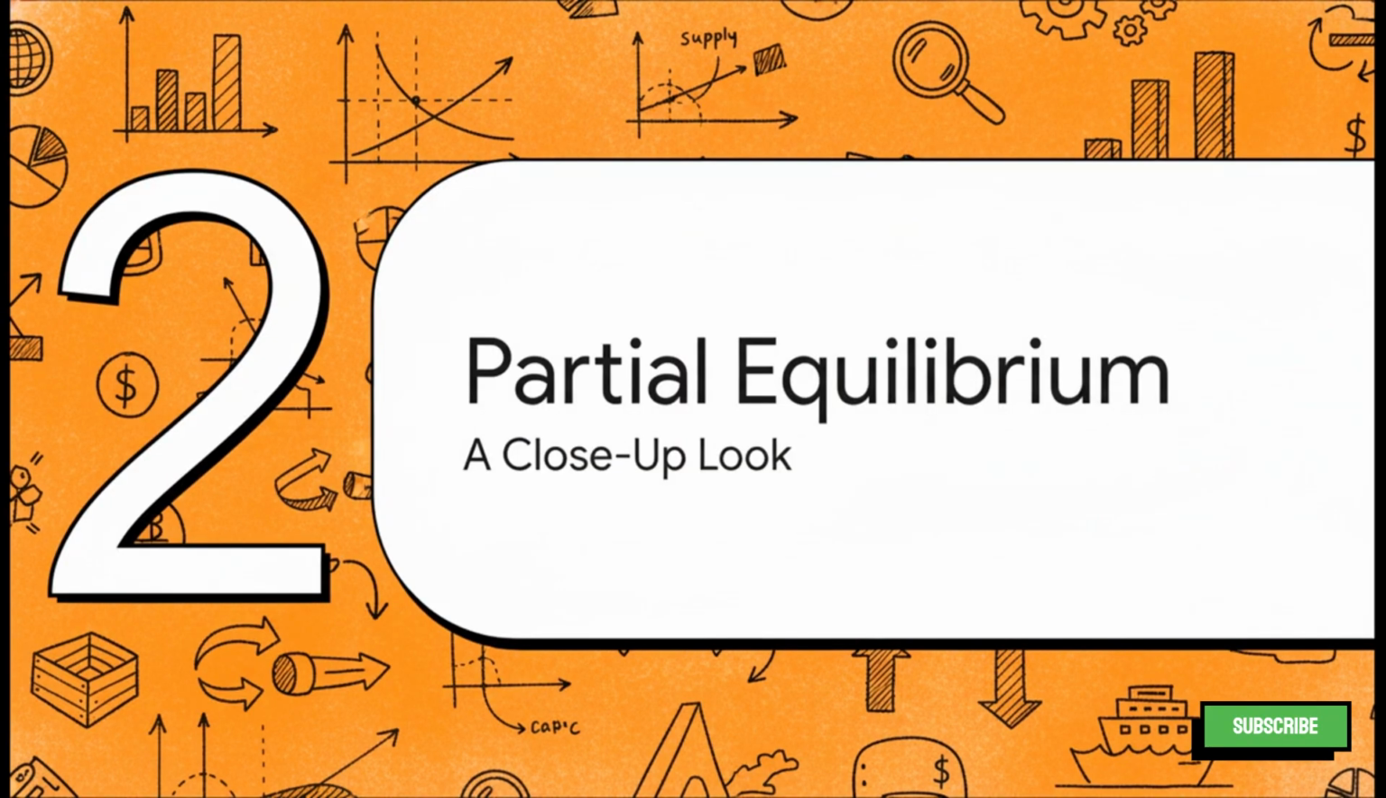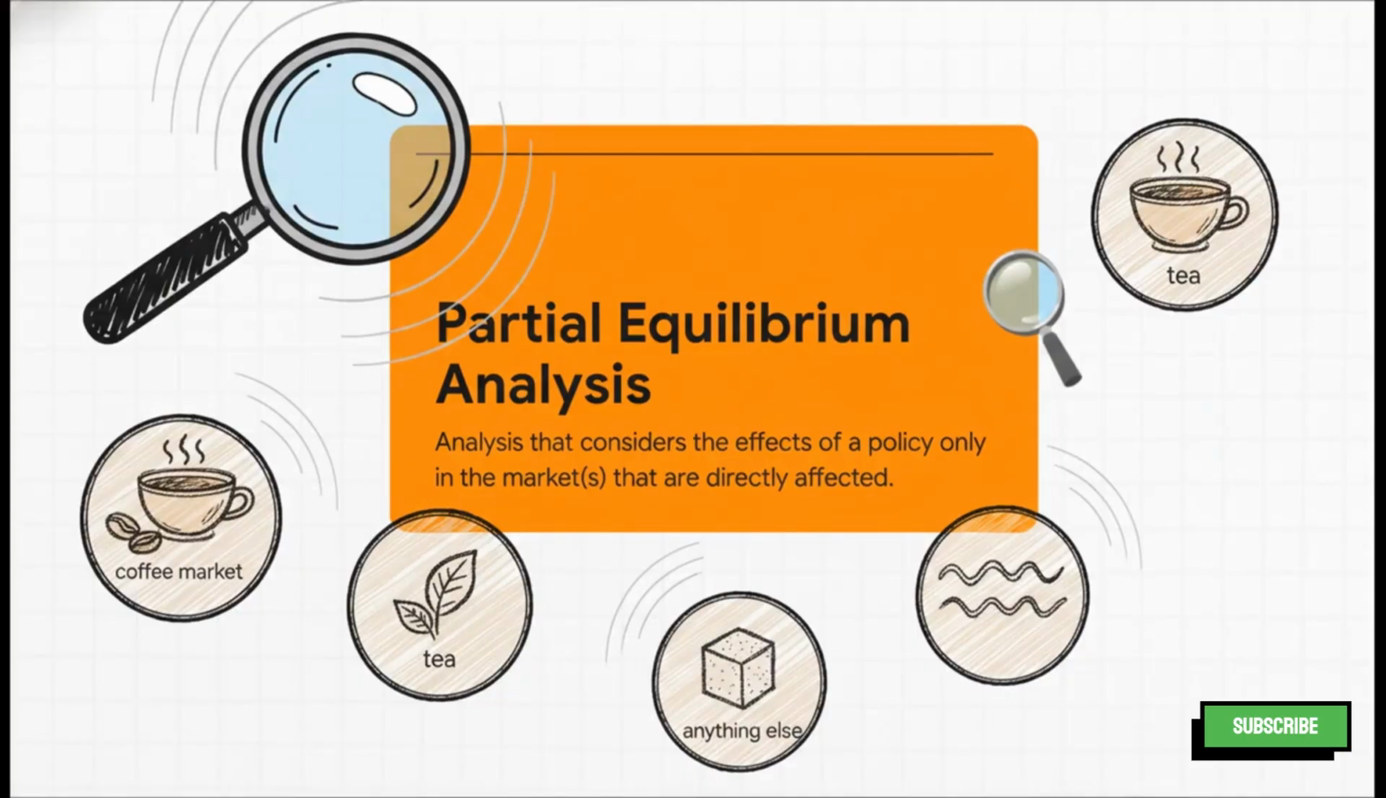We're starting with partial equilibrium. The best way to think about this is like using a magnifying glass. You're zeroing in on one single market and basically pretending nothing else exists. So if we're looking at, say, the coffee market, we're just going to ignore what's happening with tea or sugar or anything else. The whole idea rests on a big assumption that whatever happens in this one little coffee market won't be big enough to cause major ripples across the entire economy.